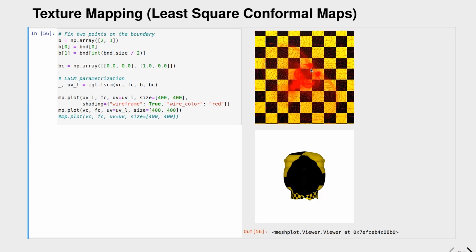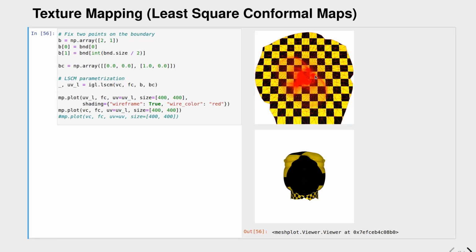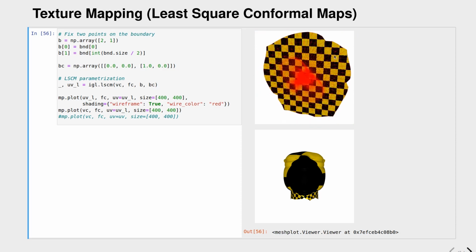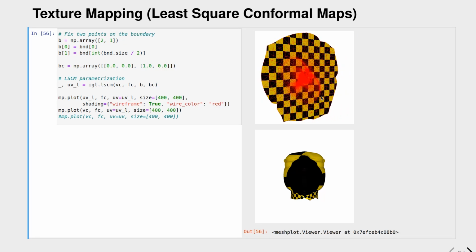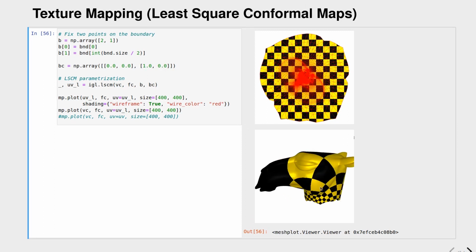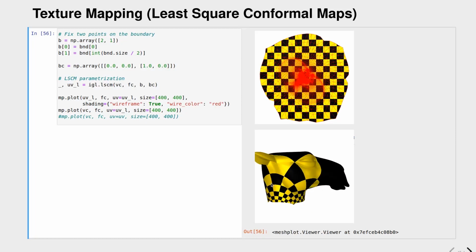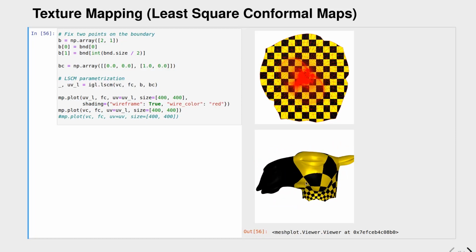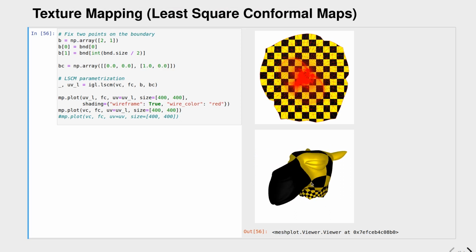So here we have our UV parameter domain, and we see that the boundary is not a circle as before, but a free boundary that is formed in a way to minimize the distortions in the full mapping. And here we can also see the texture mapped onto our geometry with the LSCM UV map.